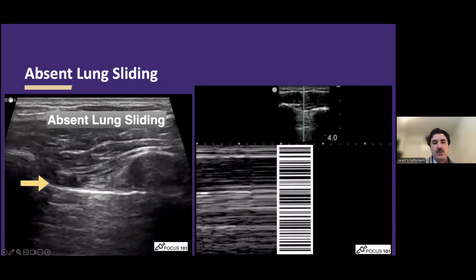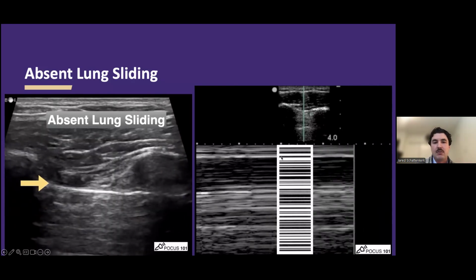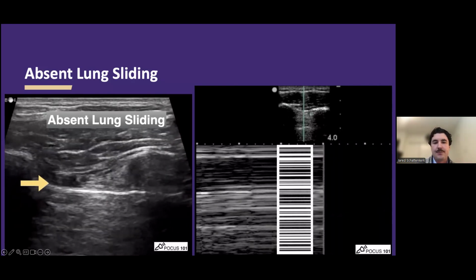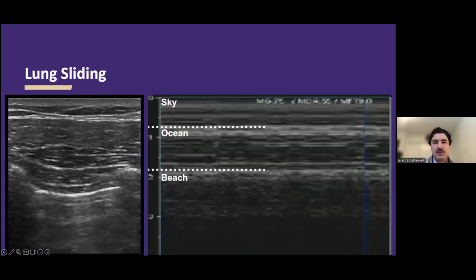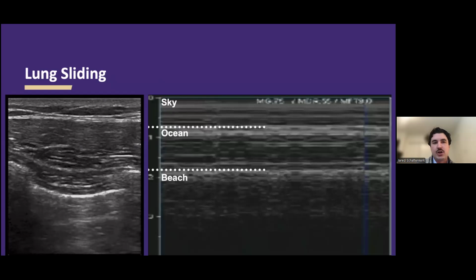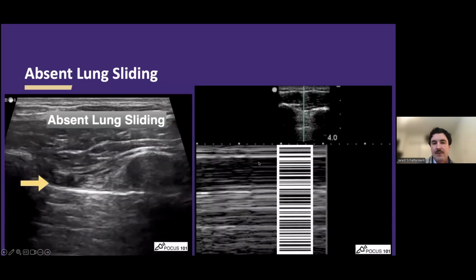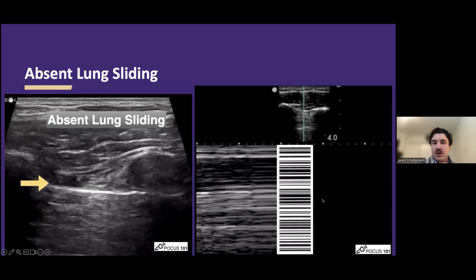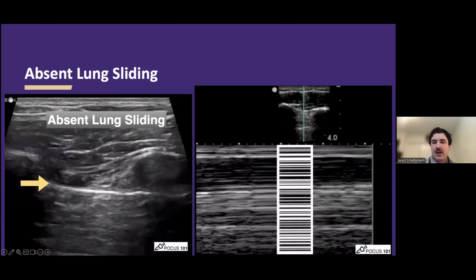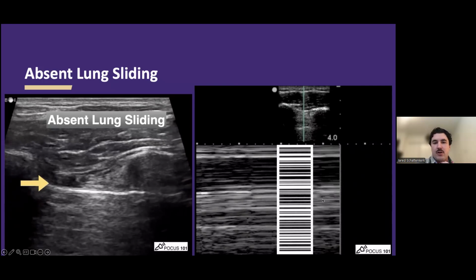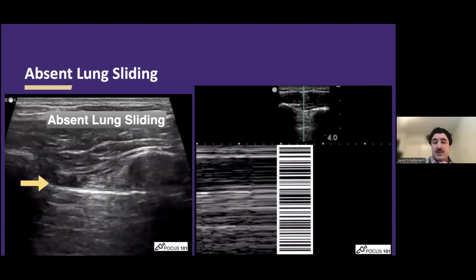So in that situation, you can use M mode. If there is absent lung sliding, you'll get more of this barcode appearance. Whereas before we had this nice sandy beach, here instead we have this barcode looking appearance, which is consistent with absent lung sliding. Again, this can be concerning for a pneumothorax, but isn't 100% specific for that.